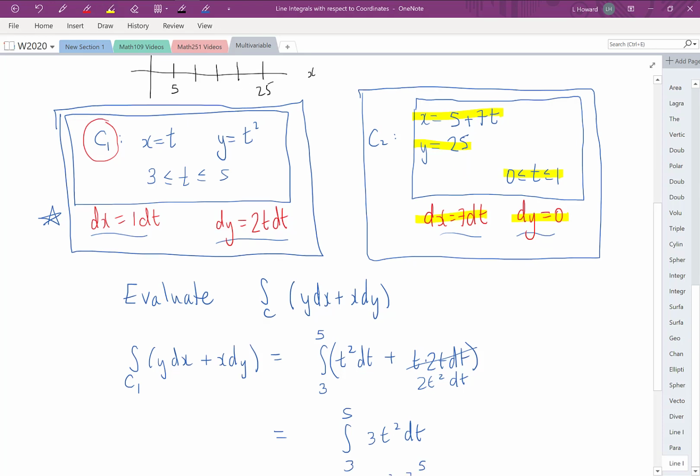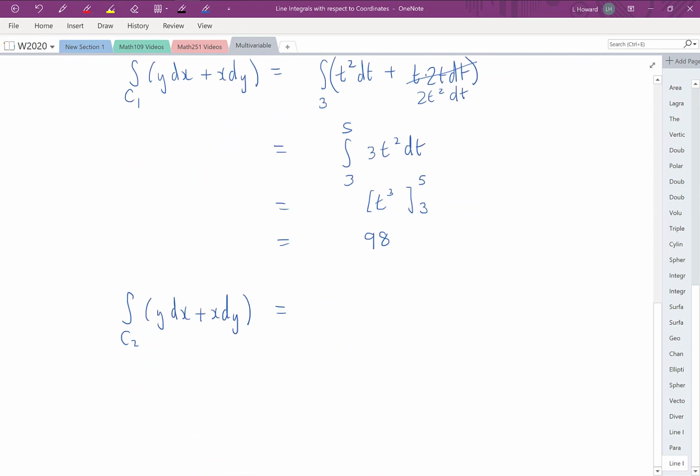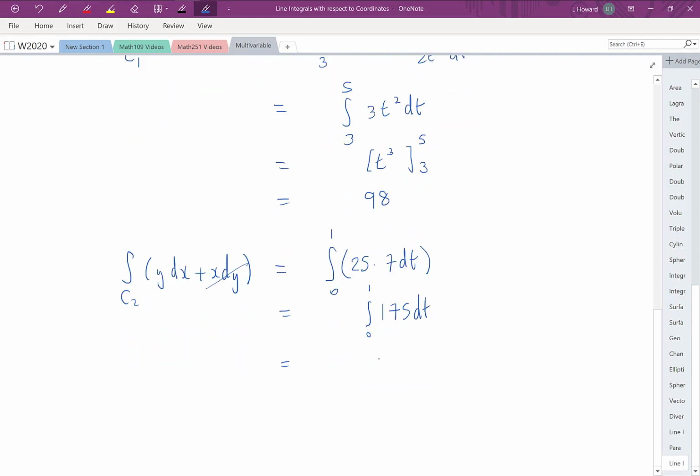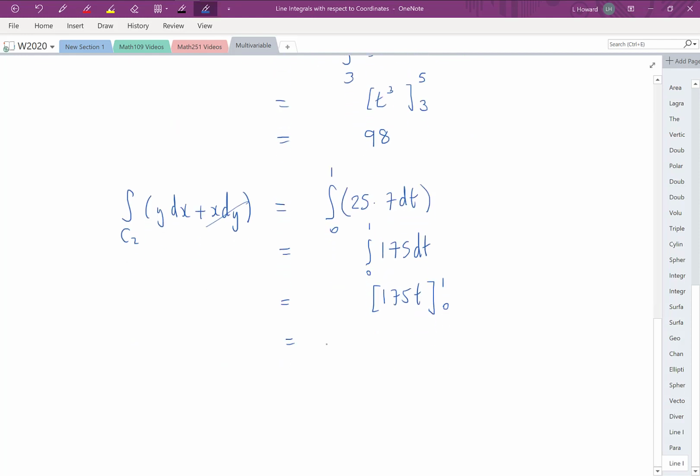Okay, so that takes care of all the information we need, and let's try plugging in here. So we said our t values would range from 0 to 1. We said that dy was going to be 0, so that second term is just going to disappear when we sub in. y dx, well, y is going to be 25, and dx we said was going to be 7 dt. Okay, so our integral looks like the integral from 0 to 1 of 175 dt. So integrating that, we get 175t evaluated at 1 and then at 0, so that's going to give us 175.